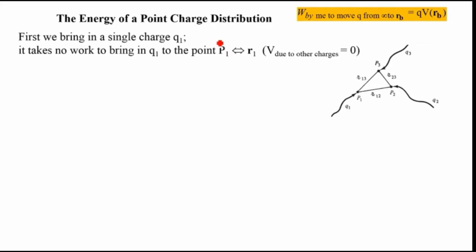So now we're going to bring in lots of charges. Let's bring in a single charge, we'll call it Q1. And since there's no field to do any work against, and also there's no potential, then we end up with no work. And so in going from infinity to the point P1, which is designated here, which is at the position R1, we get 0. So to bring in Q1, W1 is 0.